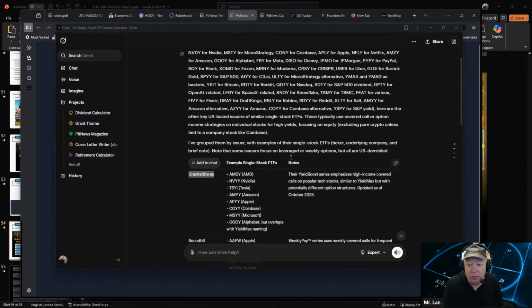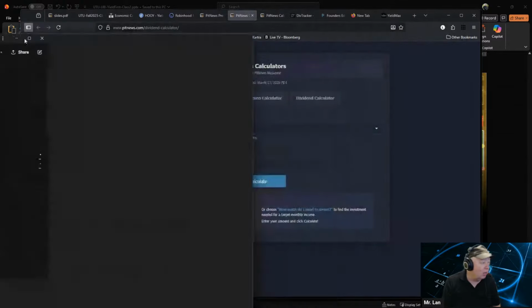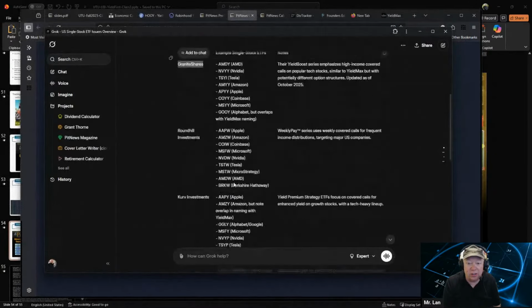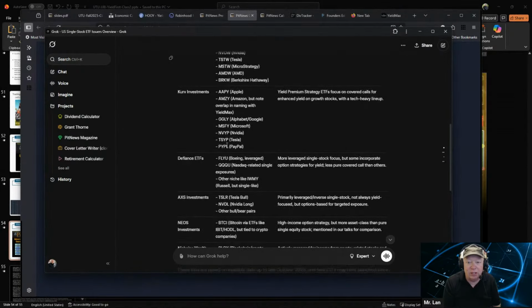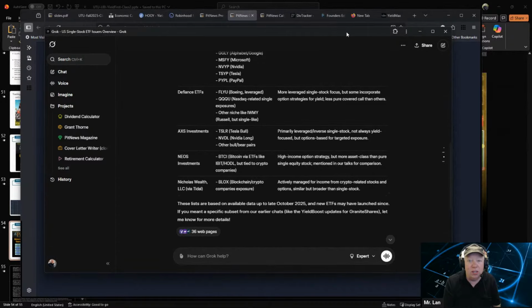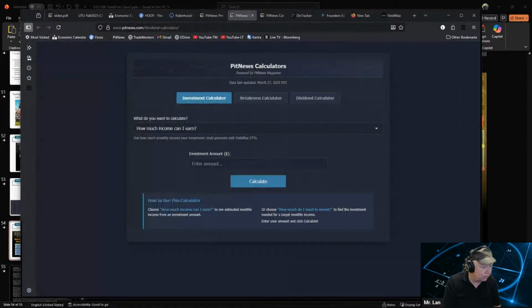All right, so we're going to be looking at these funds. We're going to go in and play with them. The reason I bring that up is because I'm trying to get these Granite Shares, Round Hill, Curve Investments, and Defiance funds into this little calculator with Grok's help. So just keep watching for that, and eventually I'll get them in there. But for now, the little calculator only has YieldMax.